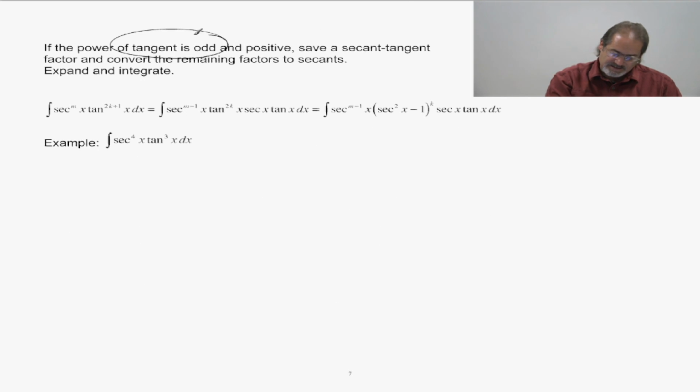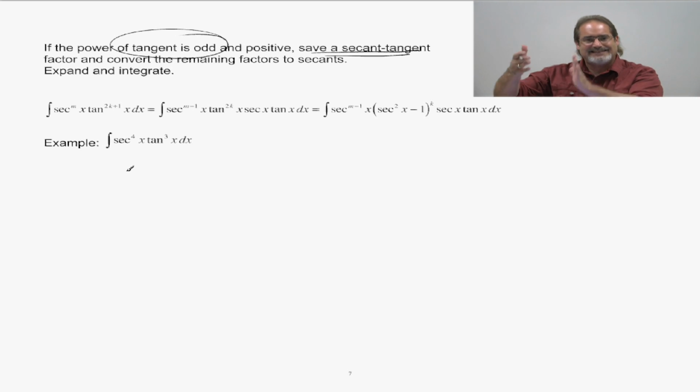Here, what if tangent is odd and positive? In that case, I want to save a combination of secant tangent, and then factor out the remaining, expand and integrate. Now, think about that. What this means is when I keep a secant tangent combination, and then I take that tangent squared and convert it into secants, well, if I let u equal secant, what's du? Well, the derivative of secant is secant tangent. So that's why I need that secant tangent combination that I'm going to save.